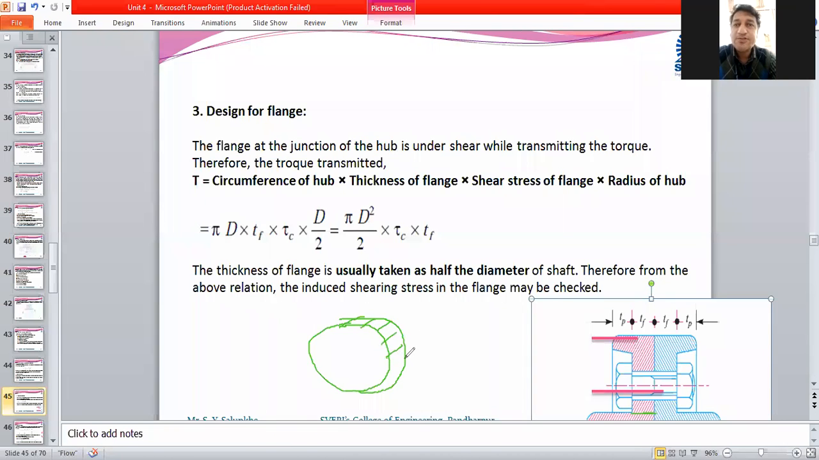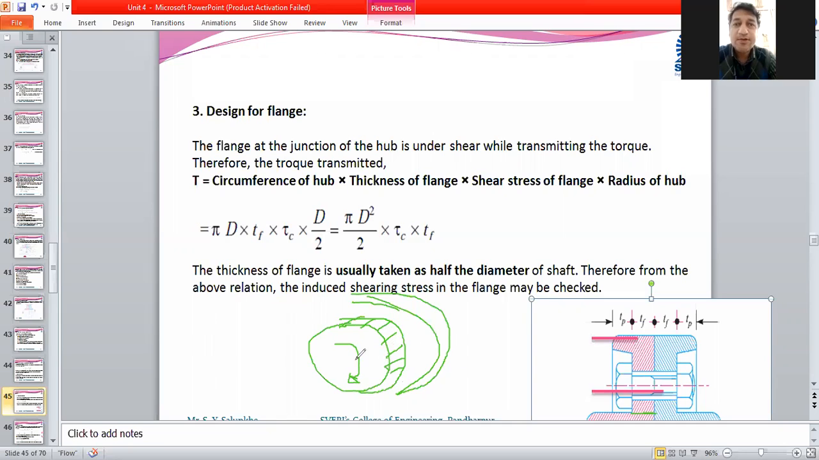This area will undergo the shear because of the torsional stresses or torque which you want to transmit with the help of the hub to the flange, because this is the upper part of the flange. This flange will get sheared out at the junction with the hub. So we are going to calculate the torque which will get transmitted by this hub and the area which is undergoing the shear.